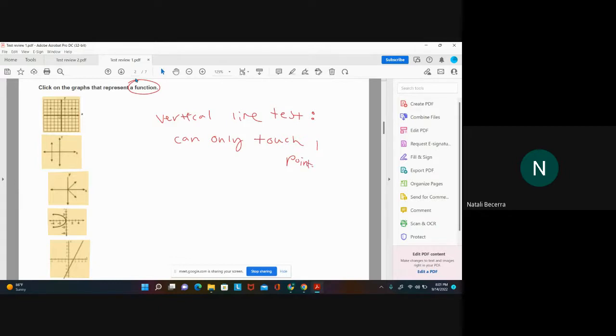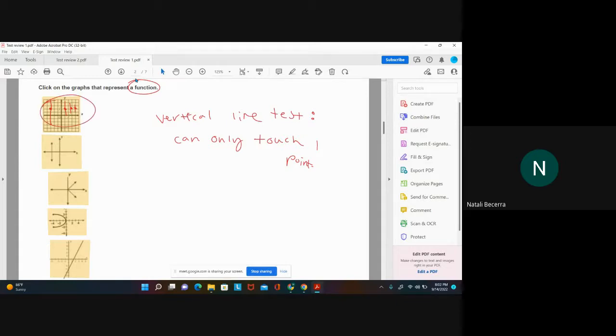1 point. So this one is a discrete graph, the first one. That means that the points are not connected. So all of these points right here, you have to draw a vertical line through them. So draw a line here. It only touches 1 point. Sorry if my line is not straight, okay? If I draw a line here, only 1 point here, 1 point here, 1 point. So this is a function.